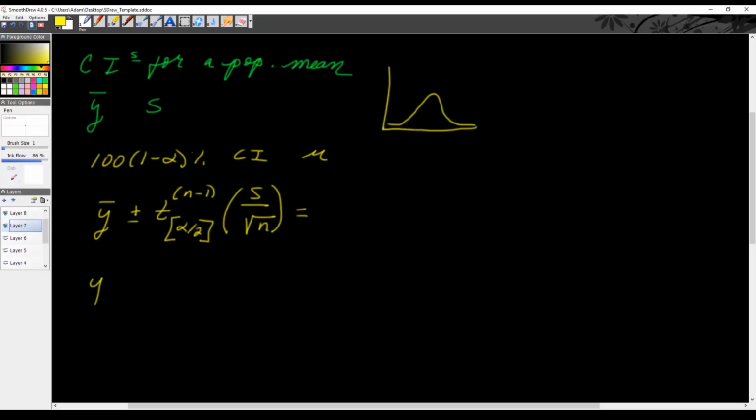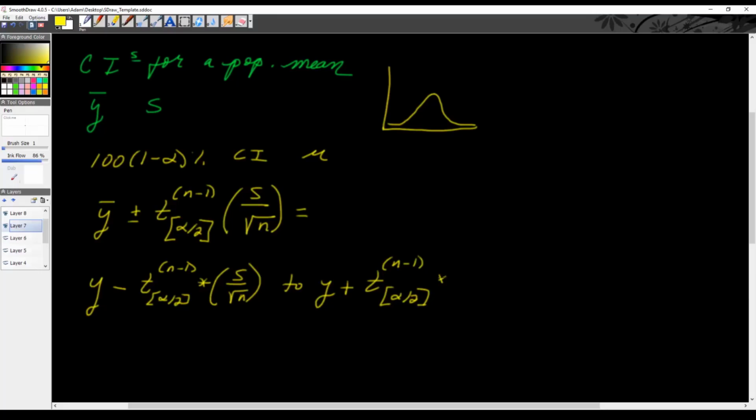So this is just, and when we do this, you'll see how easy it is. We take the critical t value multiplied by the standard error of the mean, the sample standard deviation divided by the square root of the sample size. So that's the base of the interval: y bar plus or minus the critical t multiplied by s divided by root n.